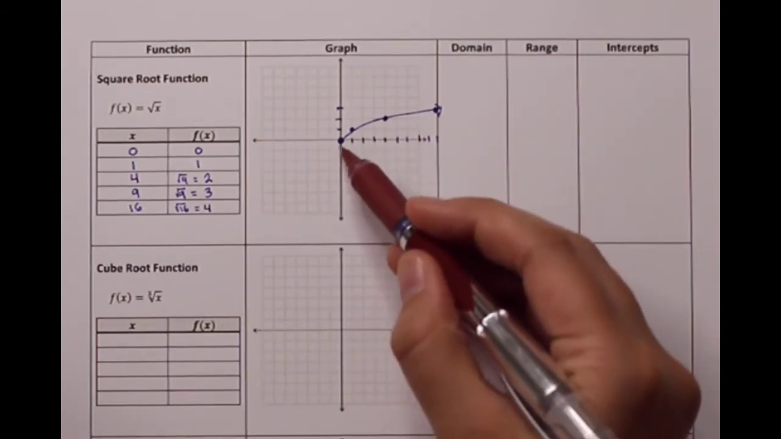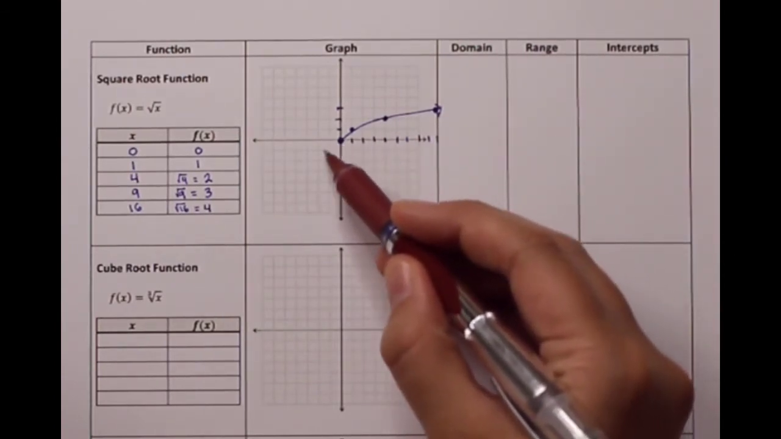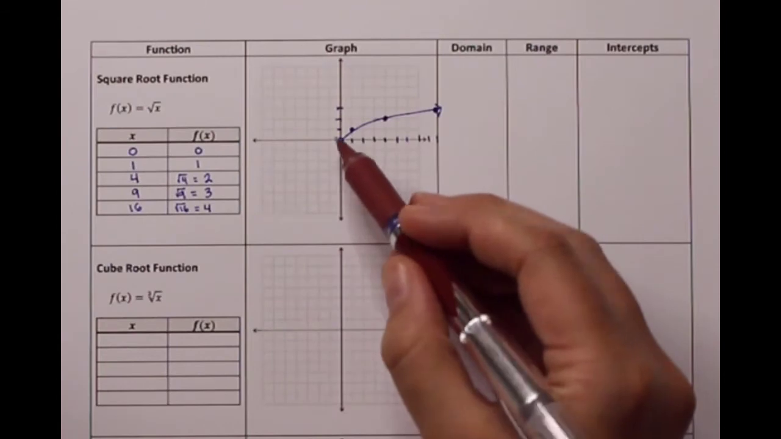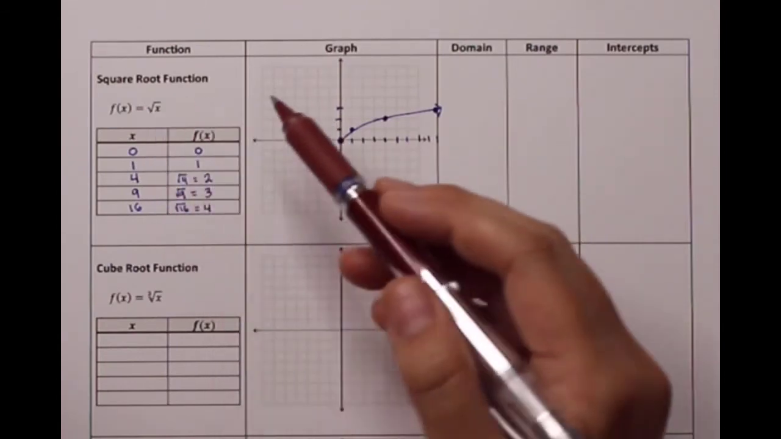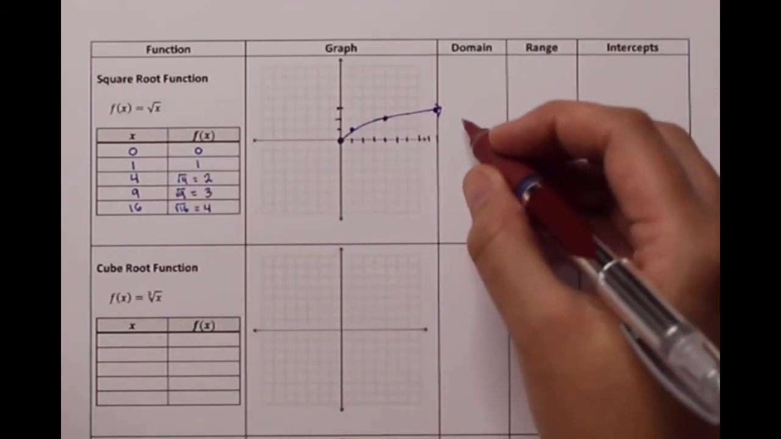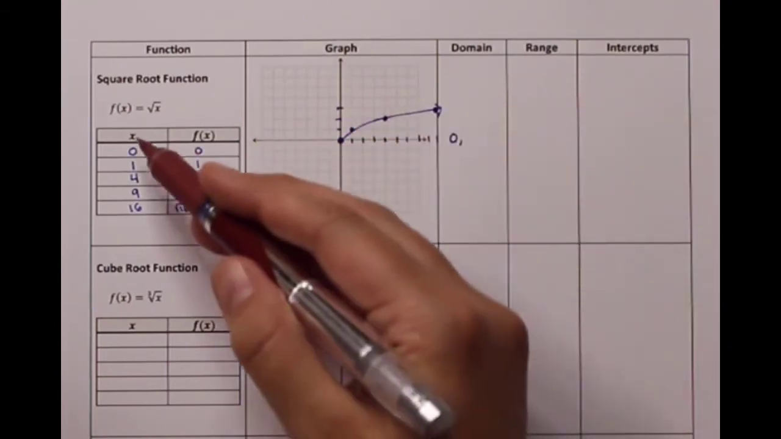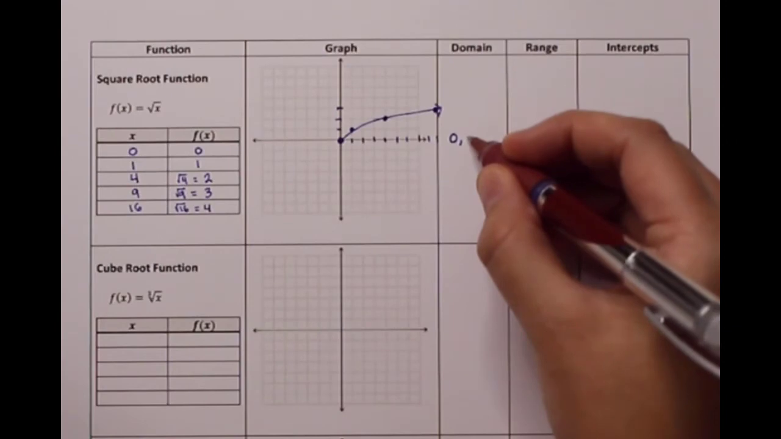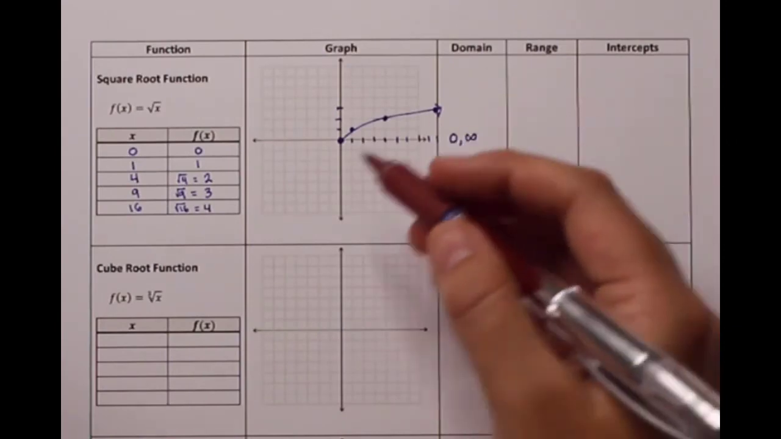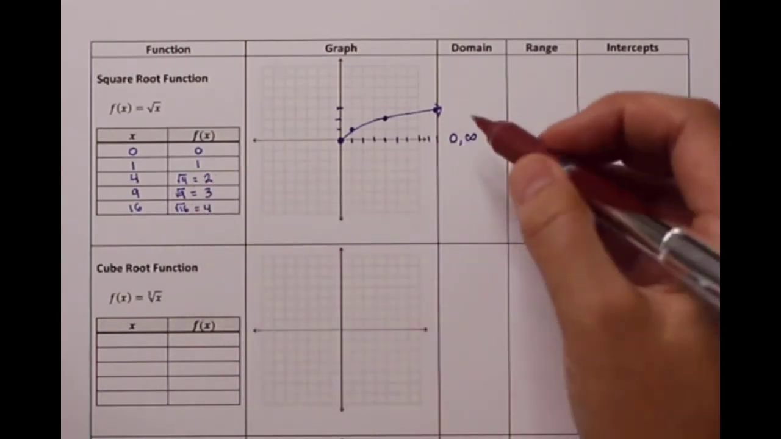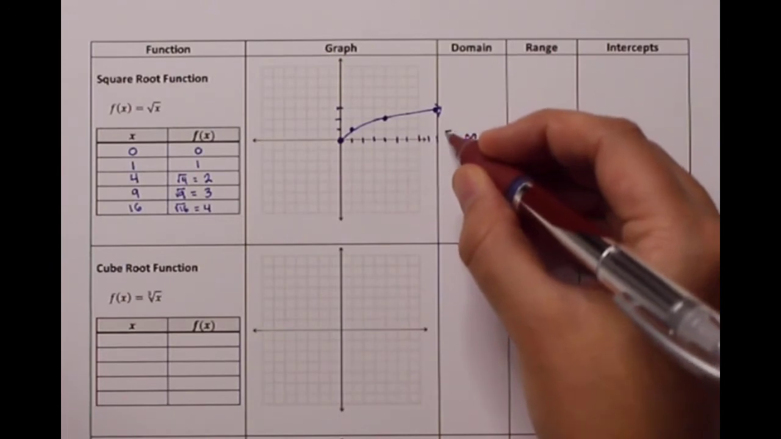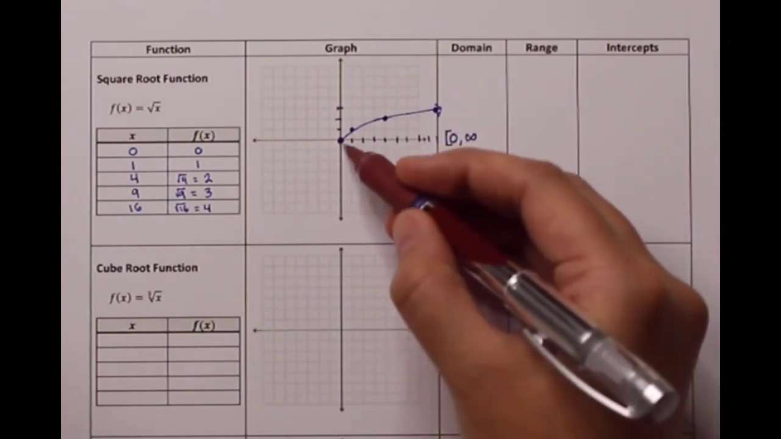And so this is our starting point. We don't have anything to the left of this or lower, because 0 is the first number we can plug into this square root. So the domain this time is different. 0 is the first x number we can plug in, and then anything after that is fine. We can plug in huge numbers all the way up to infinity. And then we can actually equal 0. There is a point there, 0, 0.